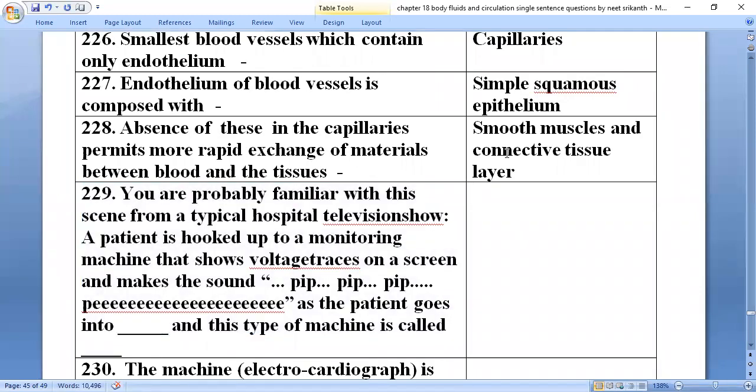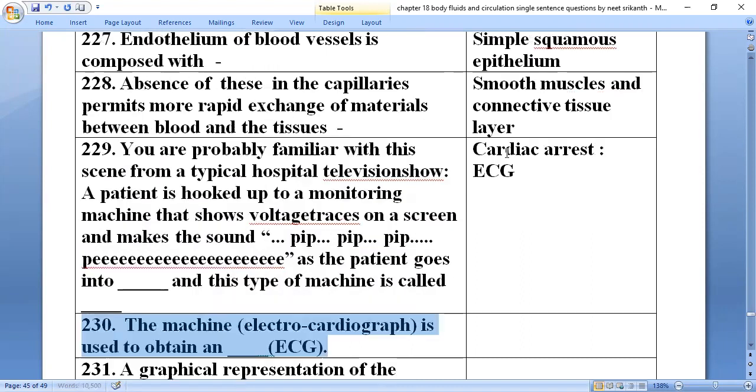You are probably familiar with this scene from a typical hospital television show. A patient is hooked up to a monitoring machine that shows voltage traces on a screen and makes a sound: beep beep beep. As the patient goes into cardiac arrest, this type of machine is called an ECG, electrocardiograph.